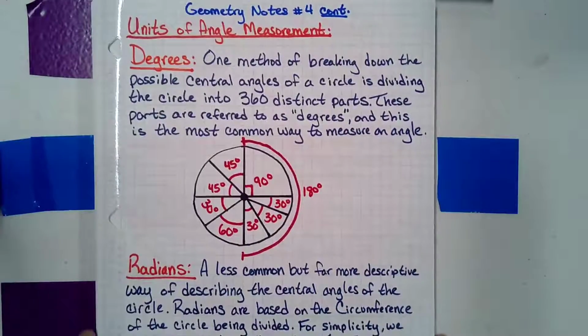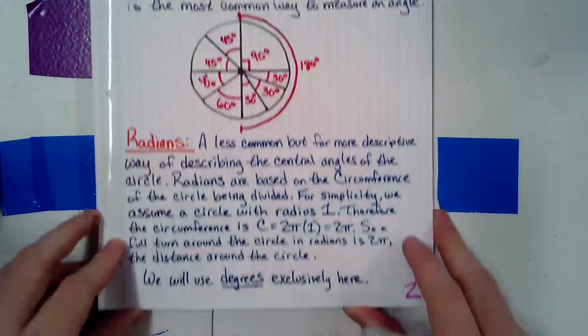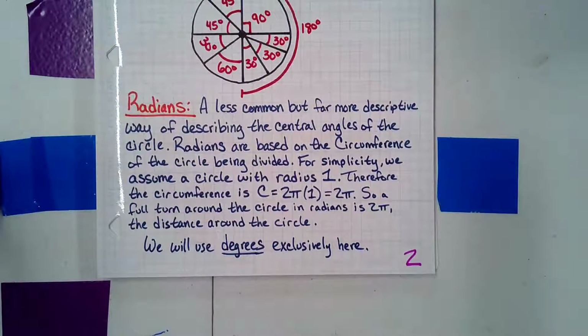Radians. There's another way to divide up the circle, not just degrees. Maybe you've heard of radians. A less common but far more descriptive way of describing the central angles of the circle. That's what radians are. Pop quiz. Circumference of a circle is equal to what? The distance around it. Yes, it's just another way of saying perimeter, right?